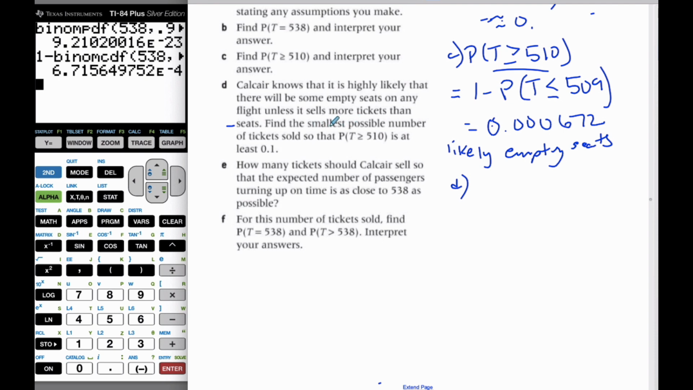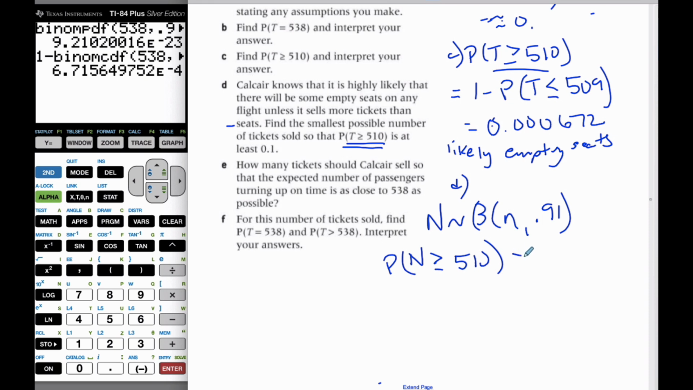So find the smallest possible number of tickets sold such that this probability is at least 0.1. So I want the probability that, and I'm going to introduce a new random variable now, so let me call it N. I'm going to say N is a random variable that's binomial. Well, I don't know what n is. N stands for new, but it's still a probability of 91%. And so I really want to know when the probability that N is bigger than or equal to 510 is bigger than or equal to 0.1.